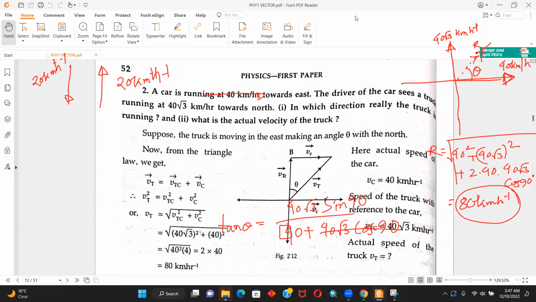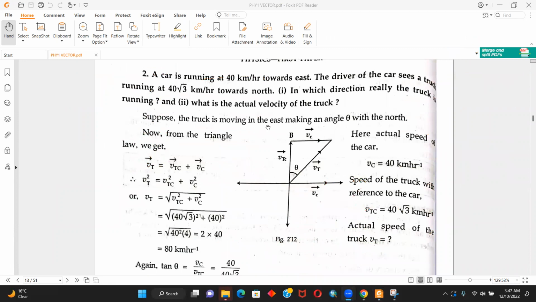Now, see, suppose the truck is moving in the east. Okay, so the truck is moving in the, it will be a car. Okay, it's not the truck. Car is moving in the east, making an angle theta with the north. Truck is moving in the east. Okay, I think they have made a mistake here. Like the truck is moving in the north, making an angle theta with the north.